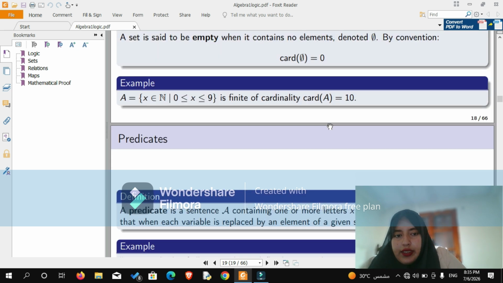A is a set. Let's take an example. A equals the set of x, where x belongs to the natural numbers and x is between 0 and 9. It is finite, and the card of A equals 10.